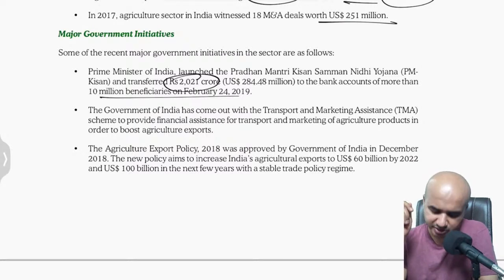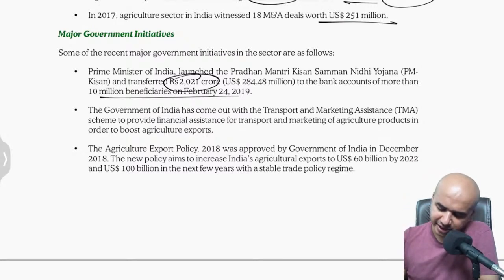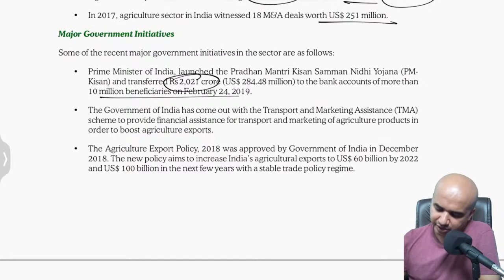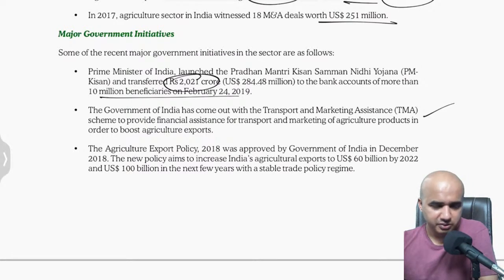Most likely the farmers. The government of India has come out with the Transport and Marketing Assistance Scheme to provide financial assistance for transport and marketing. The name is obvious. So they are providing such assistance to agricultural farmers so that they can take their produce elsewhere and sell it. Obviously they won't be able to sell it wherever they grow, so for that reason they have been provided this facility. Good.